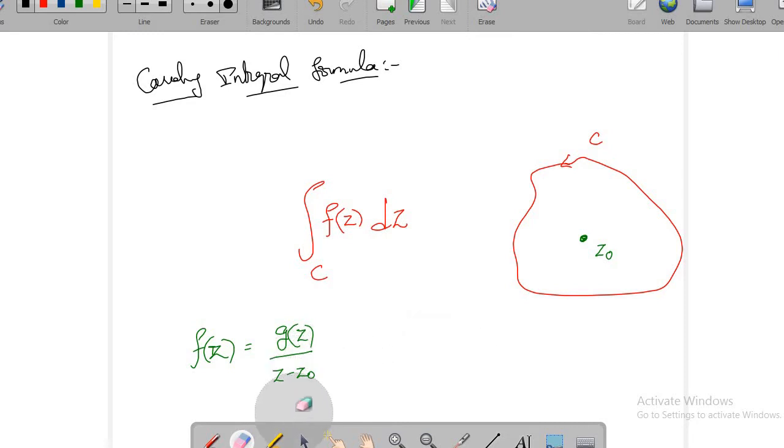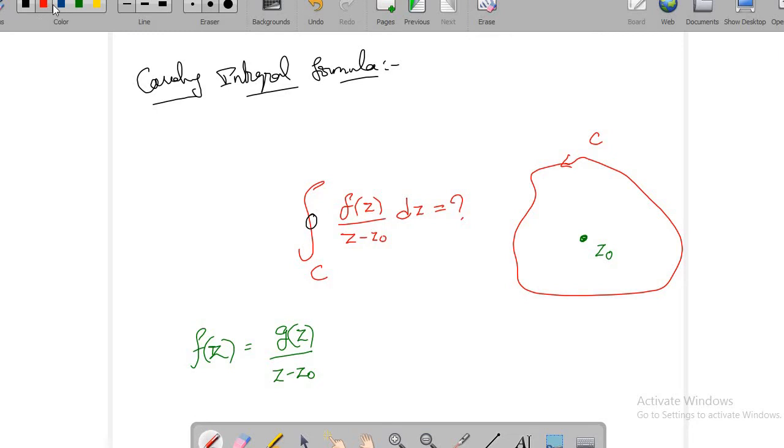So it means z minus z0 is not a factor of z of z. So now the question is this. Now the same problem can be rewritten like this. Suppose you have an integral along C, an integral along a closed curve, of f of z by z minus z0 into dz. What will be its value?